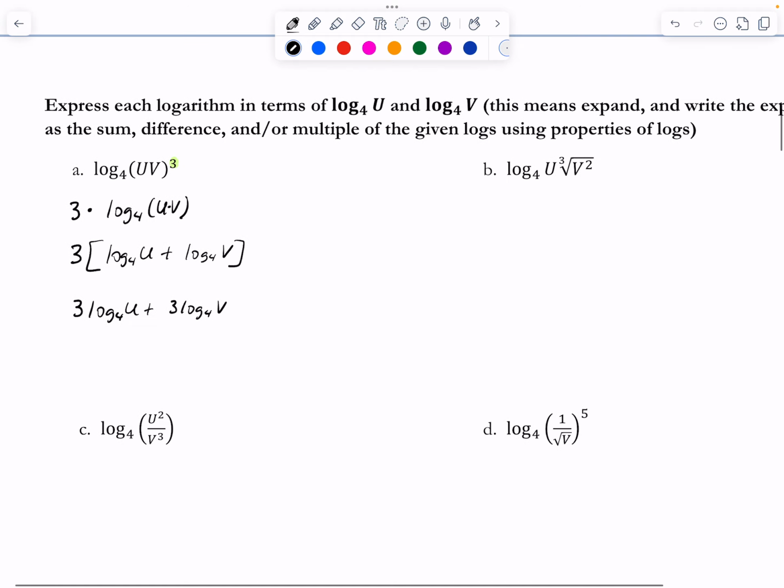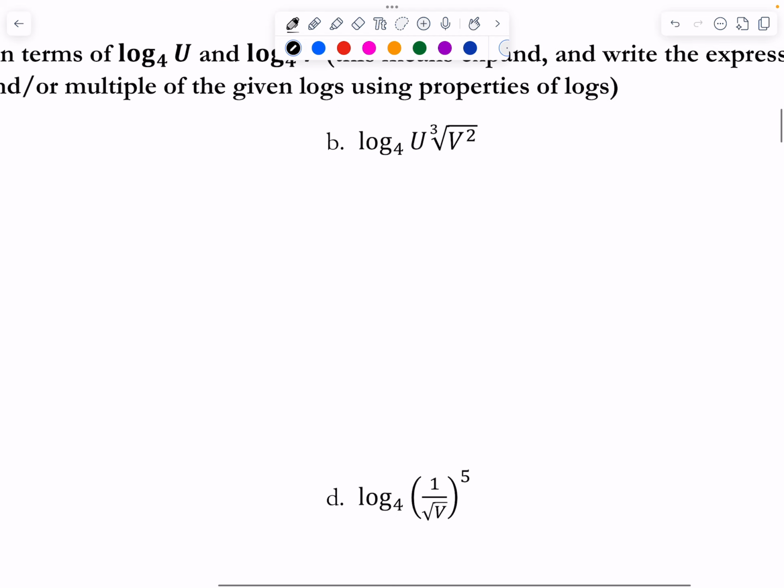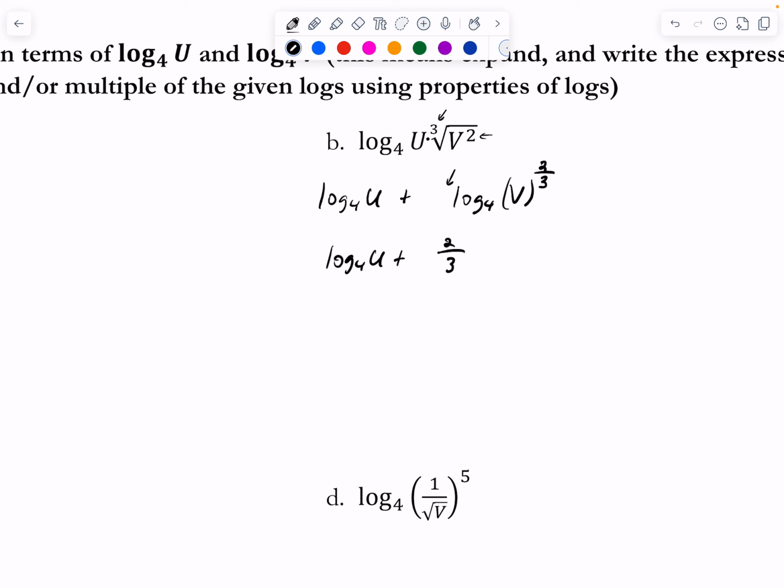Everything is just a variation on that part A. Let's do part B. Again, I see multiply. So I'm going to write log base 4 of u plus log base 4. And this has a lot going on here. Watch how I rewrite it. I'm going to write it as v to the 2/3 power. Remember, with the radical, whatever the index is, that's your denominator, and the power inside is the numerator. So now I'm going to take that 2/3 and move it to the front of that logarithm. Be careful here. This should go in front of its own logarithm, so it should go here. So plus 2/3 times log base 4 of v. All right, and that is it. That's as expanded as we can.